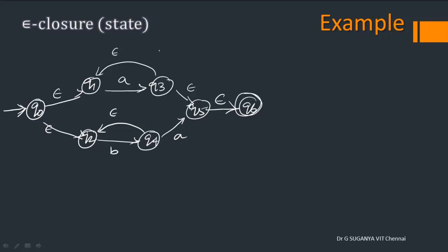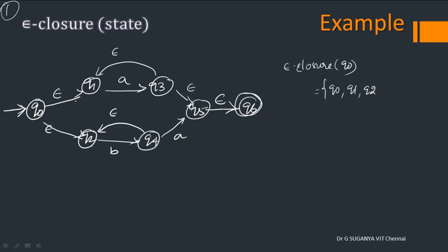As usual, the first phase is to construct the epsilon closure of every state. So, how to compute the epsilon closure of Q0? I'll start with Q0. You first include Q0, and then you include states that are reachable from Q0 on epsilon transitions alone. From Q0, see where all you can move on epsilon edges. You can move to Q1, you can move to Q2. So add these two.